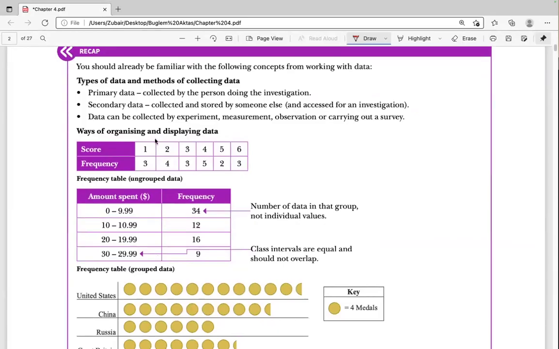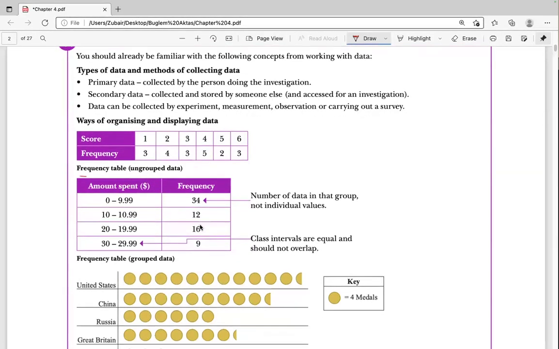A recap. Have you studied this before? Yes. Ways of organizing this. Very good. So scores and frequency, we have that frequency table of ungrouped data.